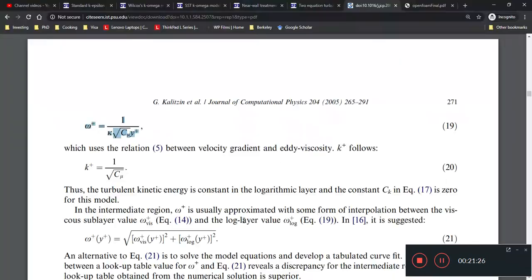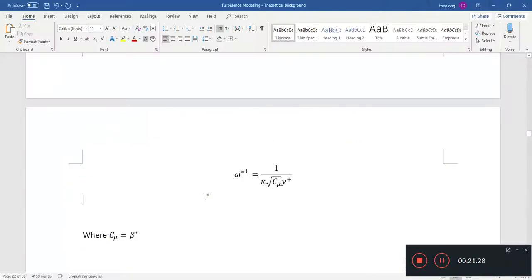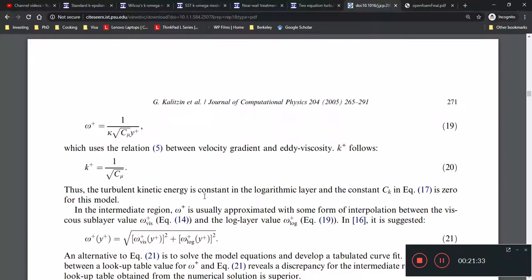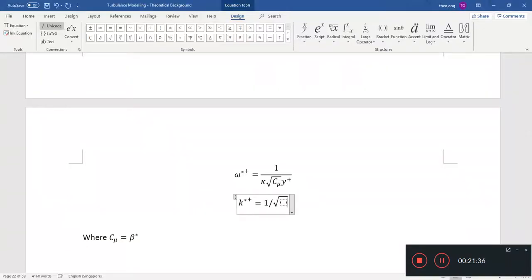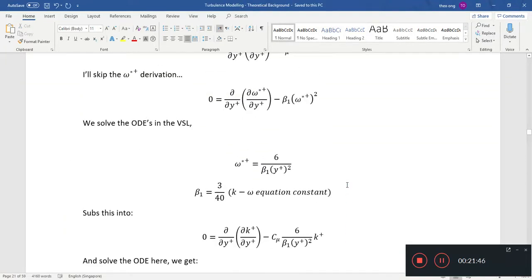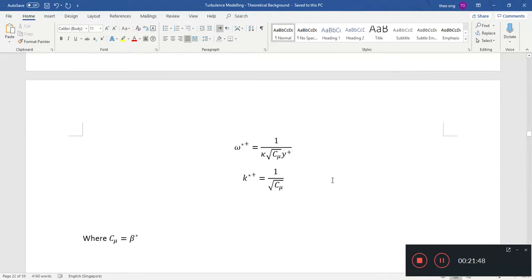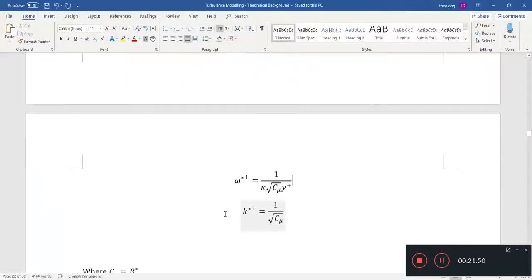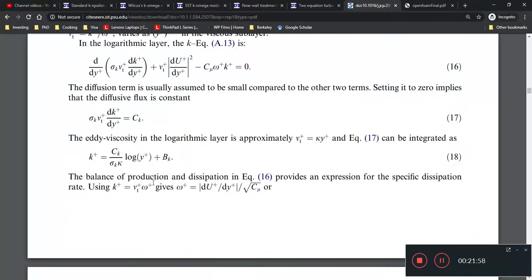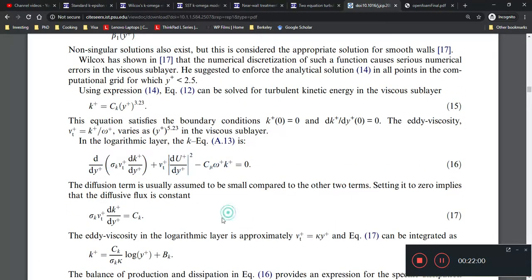And then we have k also. k star plus equals 1 divided by square root C mu. This is convenient for us, of course. There's no dependence on y, it's just a constant, which is great. So that's the log-law region. Of course, in CFD code, you blend between these two functions.